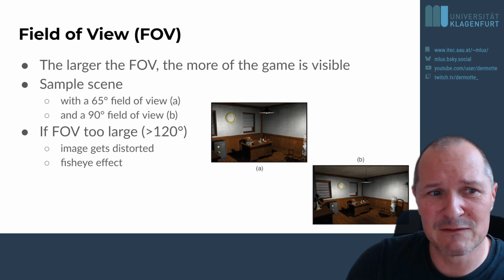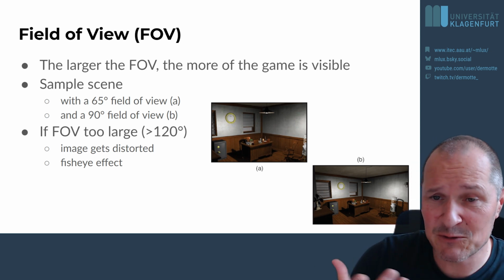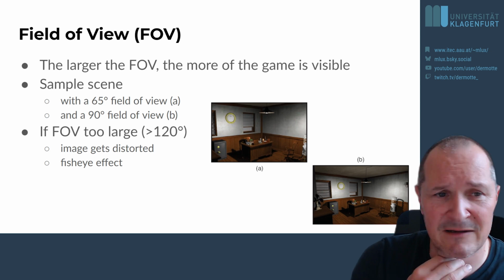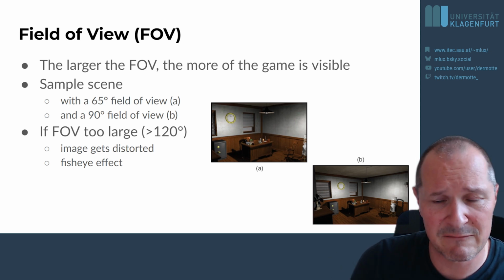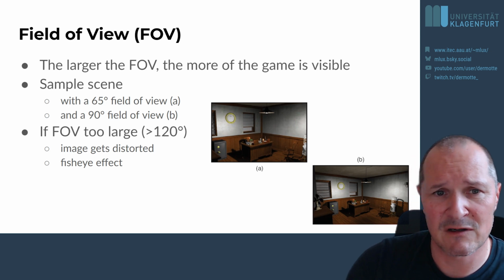Anyway, away from Wingspan and Fallout, back to field of view. If the field of view is too large, like 120 degrees and more, you get a distortion in the image, which is often called the fisheye effect. Very much like these GoPro videos with the ultra wide angle lenses. So they're sometimes great, but not so great for other stuff.